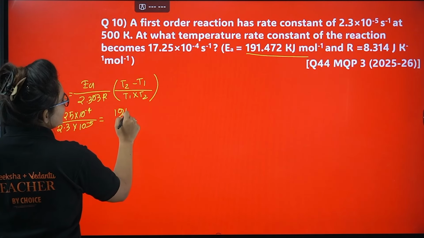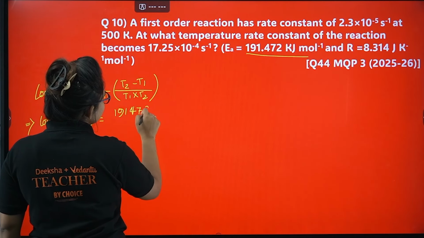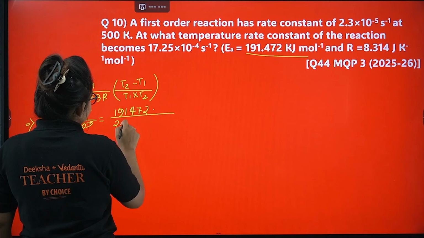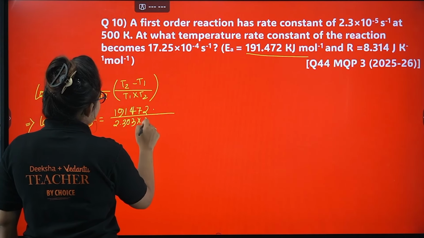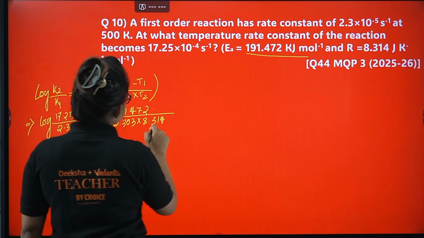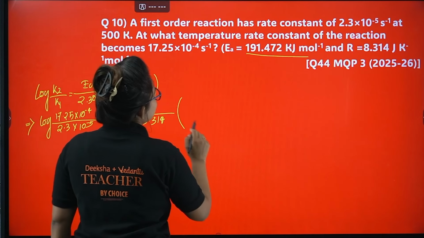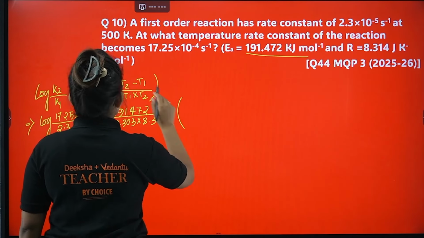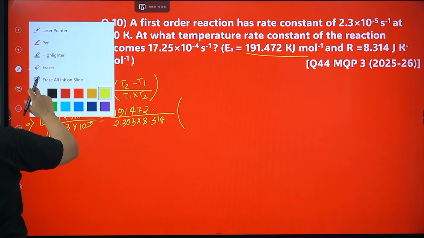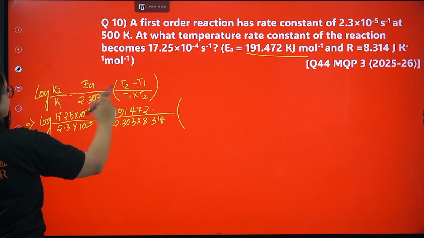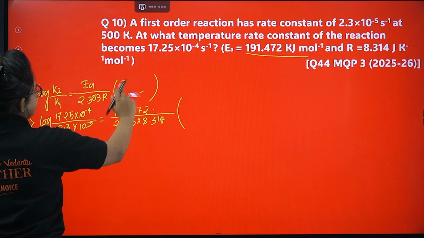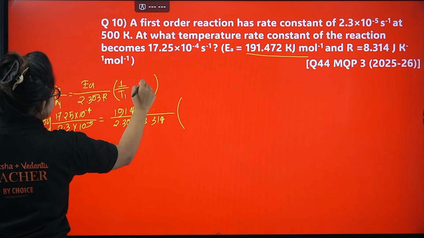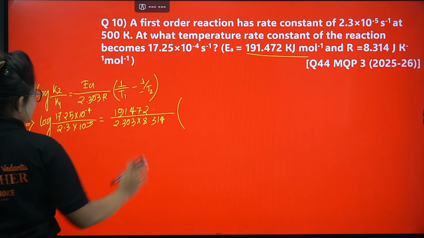So 191472, divided by 2.303 into 8.314. Now temperature T2 I don't know. Better to write it in this way, like this: 1 by T1 minus 1 by T2. T2 you have to calculate.